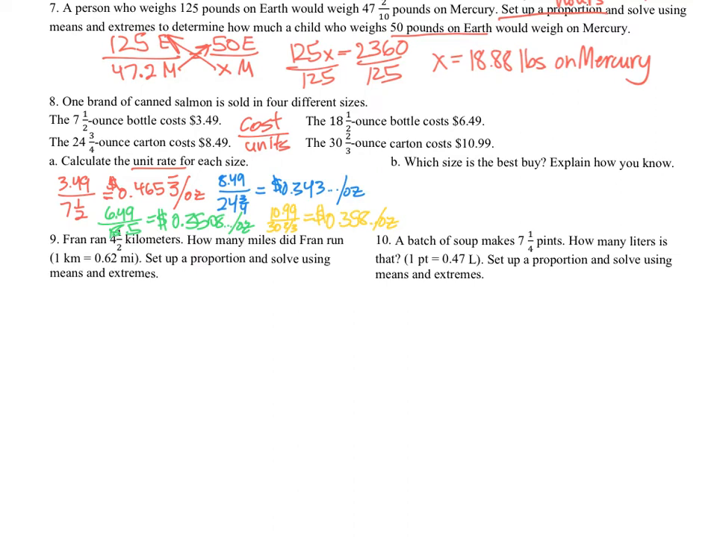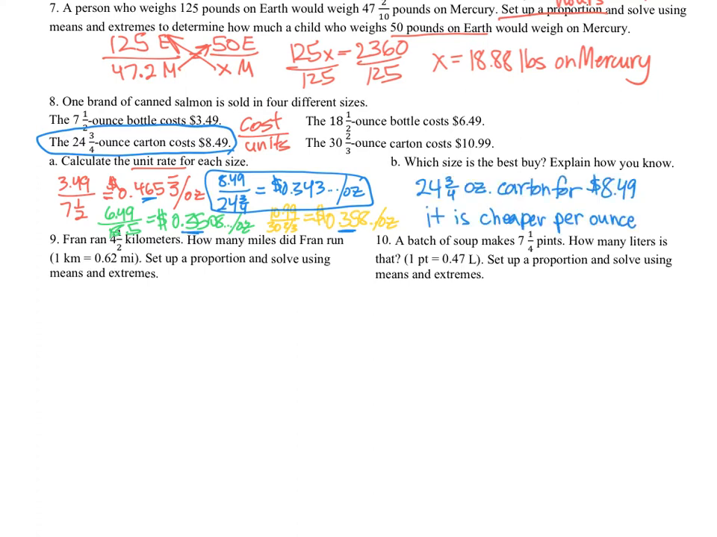So which size is the best buy, and explain how you know? Well, we're looking for the least amount of money with the most number of ounces. And it looks like this blue one. So let's turn back to blue, 8.49, because it's only 34 cents, a little more than 34 cents per ounce. All the rest of them are, well, 46 or in the 35 cents per ounce. And that's how I know.